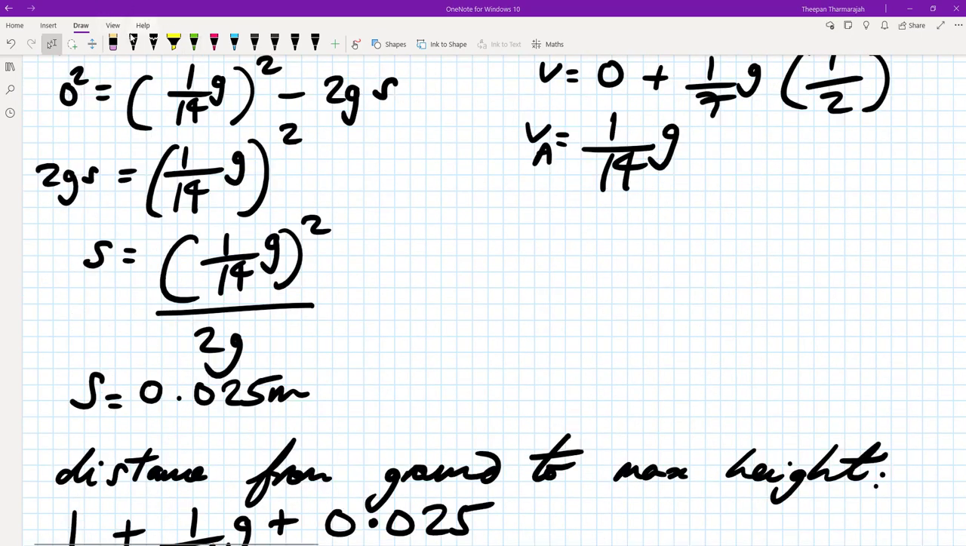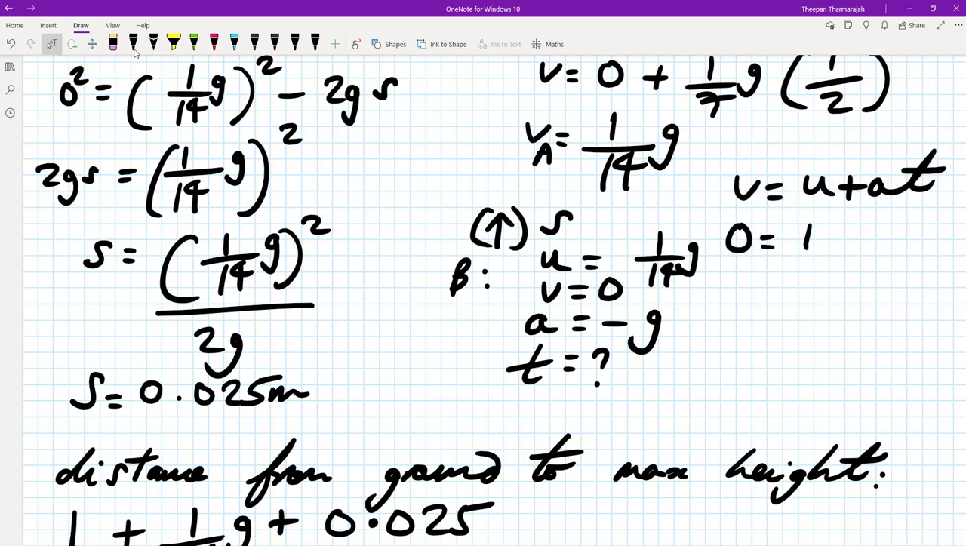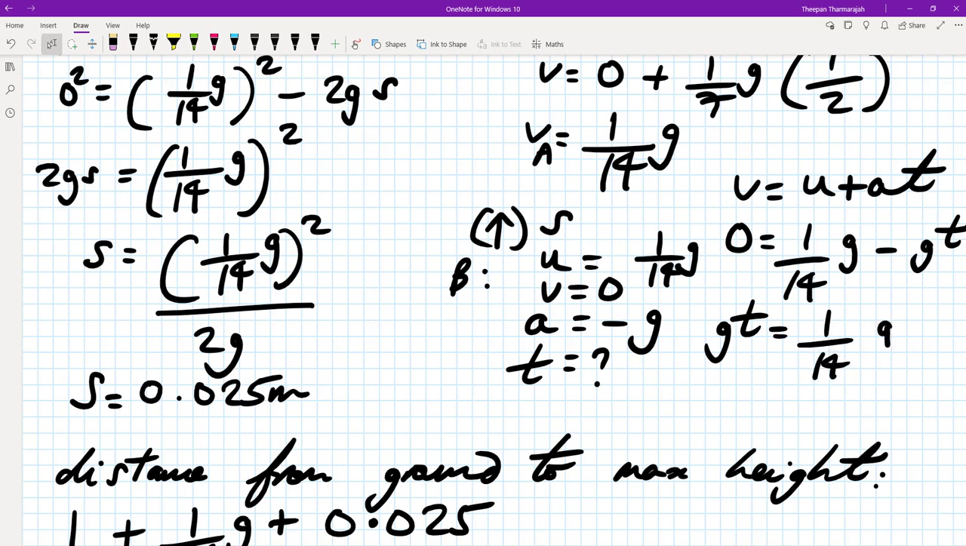Now we also need to do another SUVAT here to find out the time to maximum height for B. So let's do a SUVAT here. Now it's minus g going to maximum height. We said that the final velocity of A will now become the initial velocity of B, and we need to work out the time. So v equals u plus at: 0 equals 1/14 g minus gt, so gt equals 1/14 g, so we've got t equals 1/14.